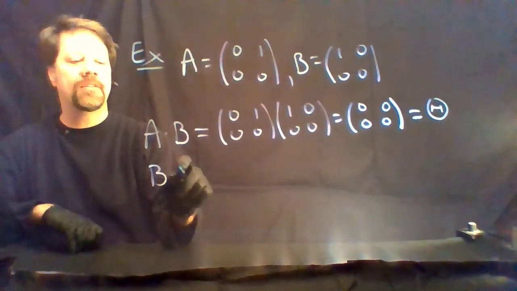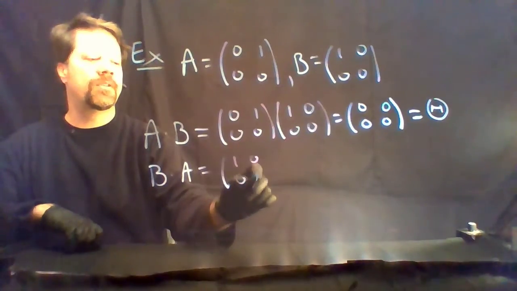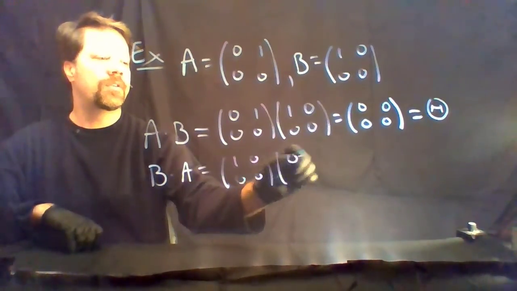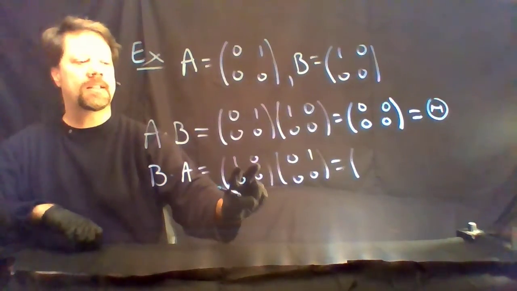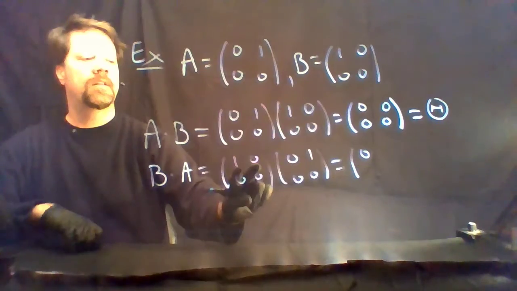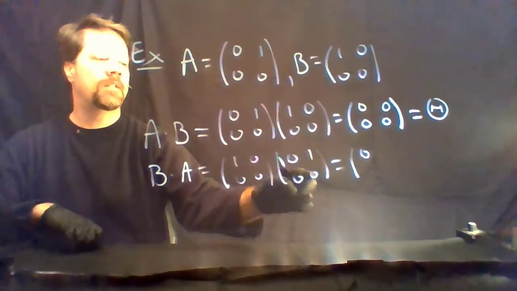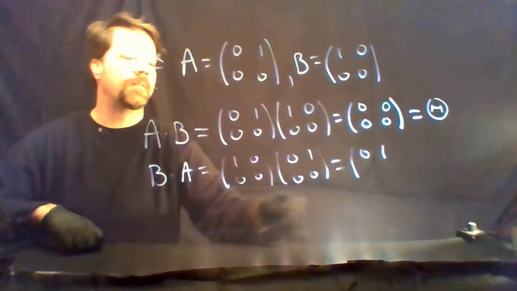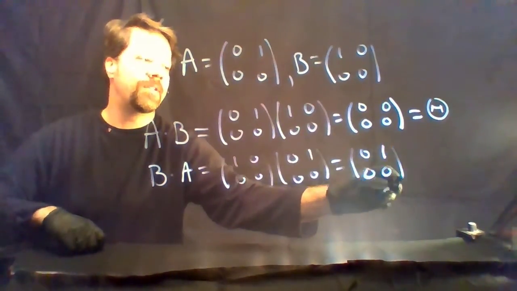On the other hand, let's look at B times A. That's 1, 0, 0, 0, 0, 1, 0, 0. In this case, the first product is 0, but the second product is not 0. We'll have 1 times 1 plus 0 times 0. That leaves 1. And then, of course, in the last row, we get zeros.